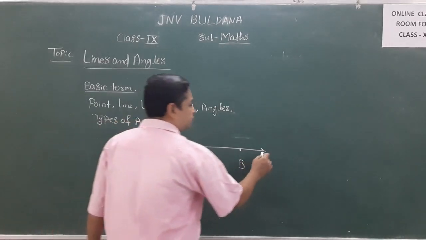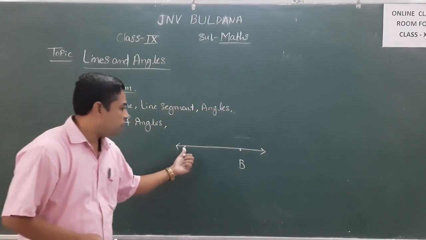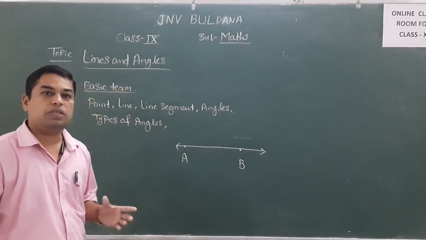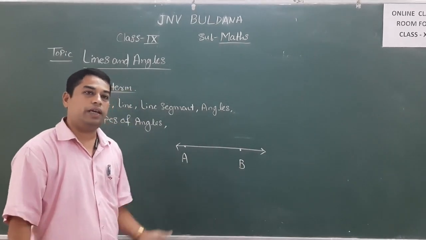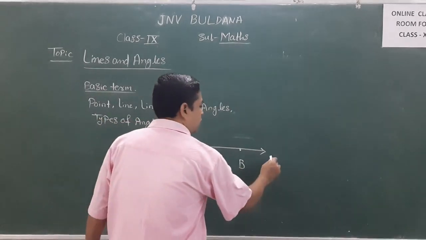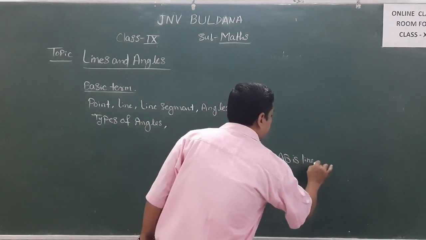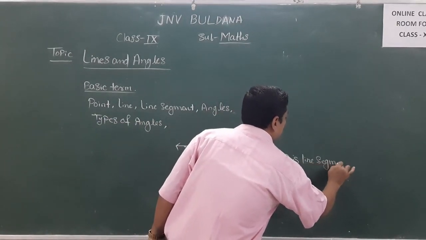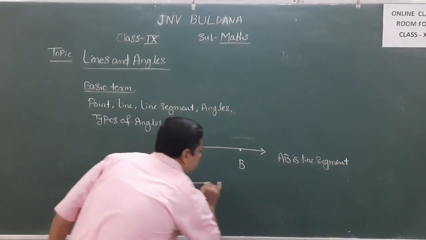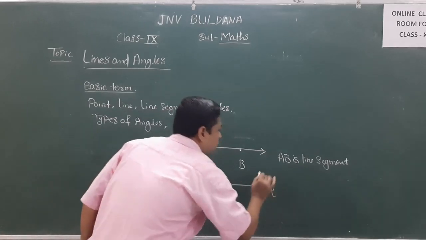So this is a line. What is the main difference? If we go from one point to another point, A to B, this is a line segment. A segment is a small part of a line. Then what is a line? A line is an endless length. AB is a line segment, and one endless length is called a line.